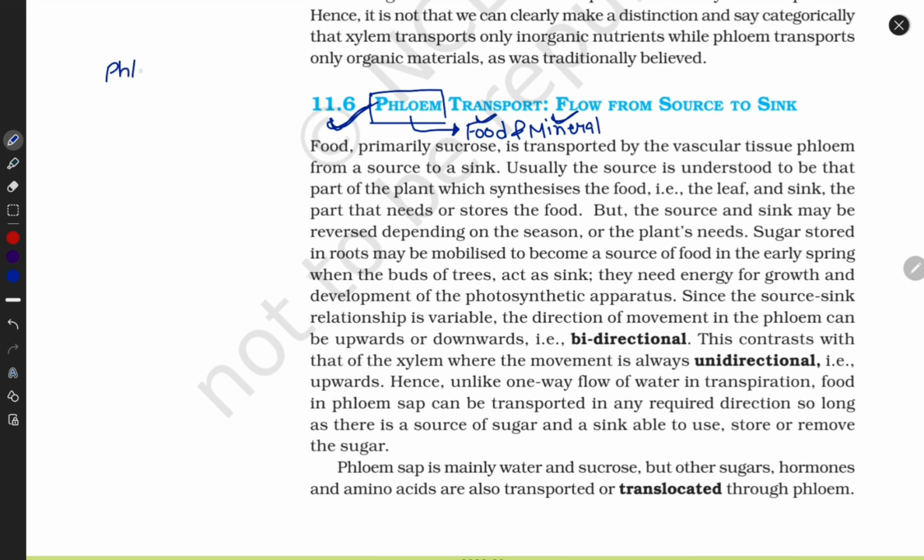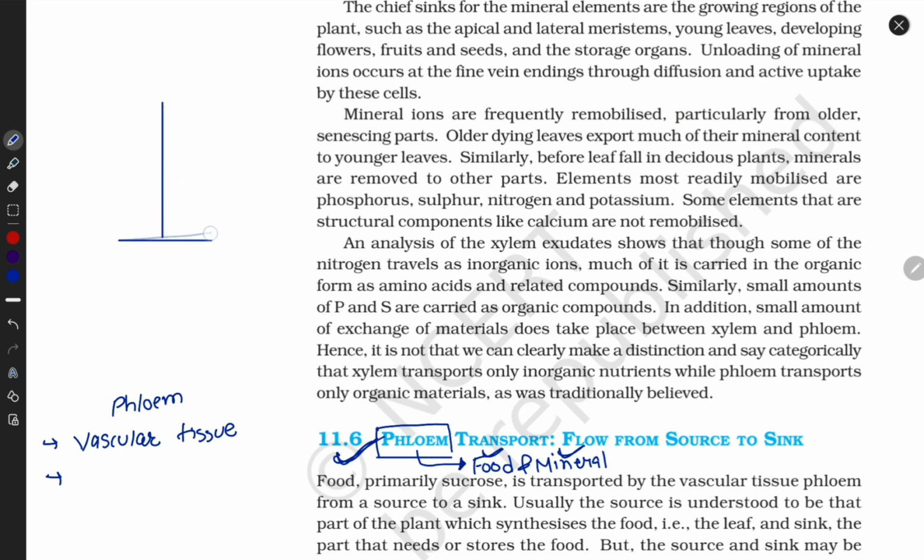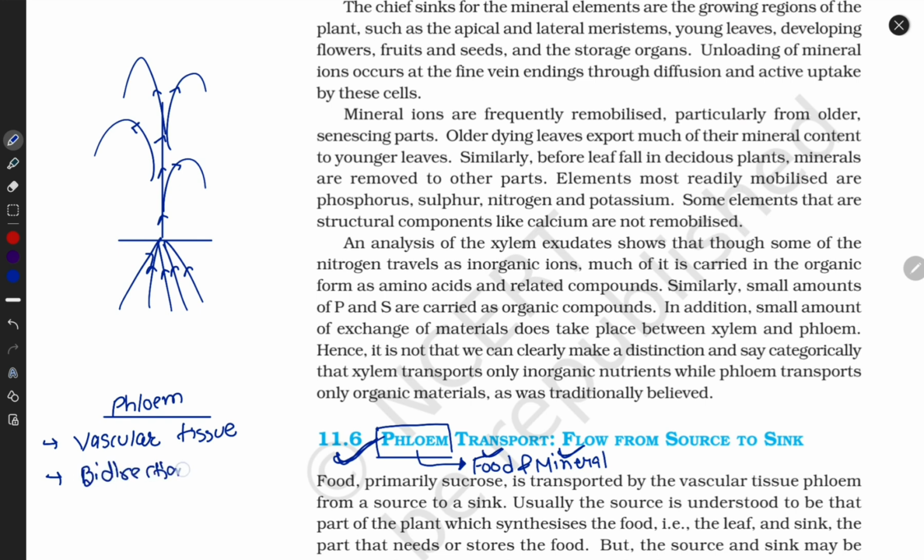What is phloem? The first property is that these are vascular tissues. Next property: xylem is unidirectional. I'm drawing here. This is the stem, this is the surface area, this is the root, the leaf. So xylem provides minerals and water in the same direction. That's it. But phloem tissues are bidirectional, because if they flow in this direction, they also come back in the reverse direction.